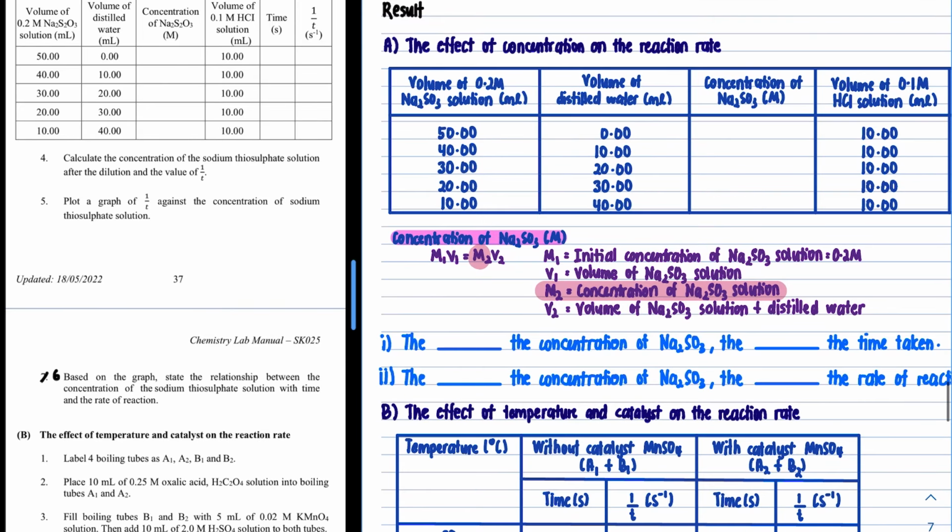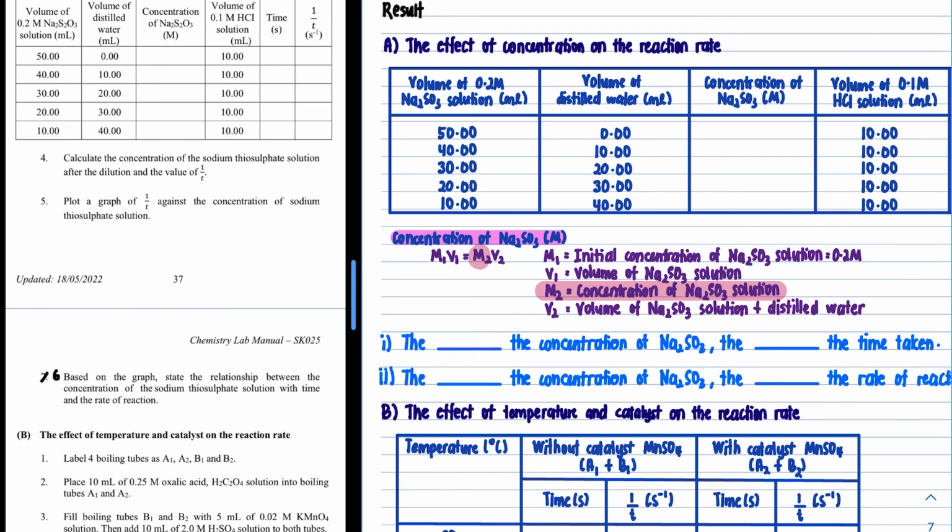So it's up to you. You want to write down the higher the concentration or the lower the concentration, but then again, it depends. Make sure it is the correct one. So what will happen to the rate of reaction? Okay, so that is all for the result for part A.